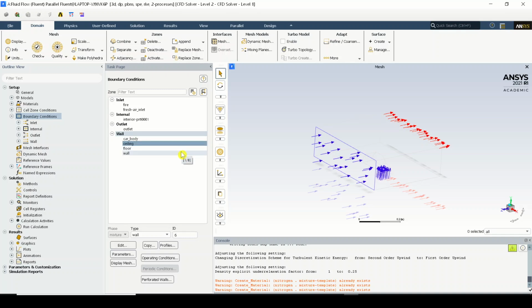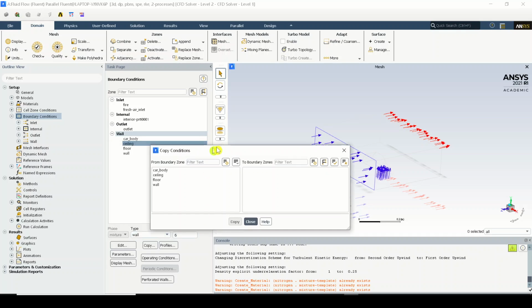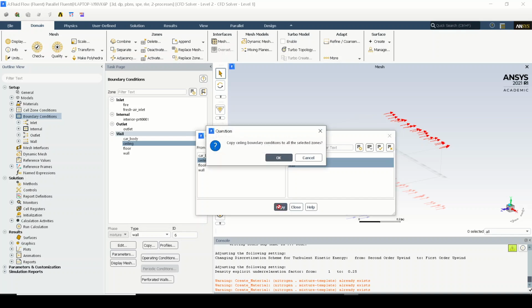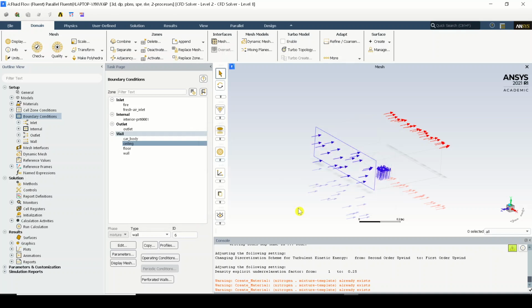So if you really want to save your time, you can go to the copy option, and from the copy option you can select ceiling, because I want the properties of ceiling to be copied into floor and wall, right? So I will be using this option, and after that I'll click on copy. Now this will ask me to copy ceiling boundary conditions to all the selected zones. I'll click on OK, and it will load for a while and we can close.